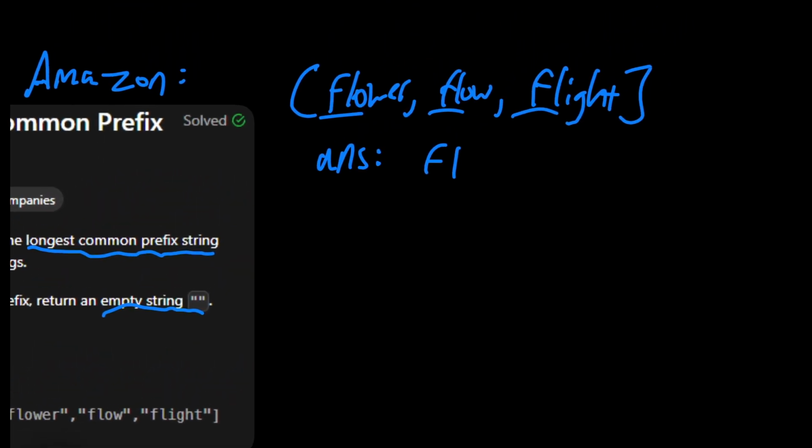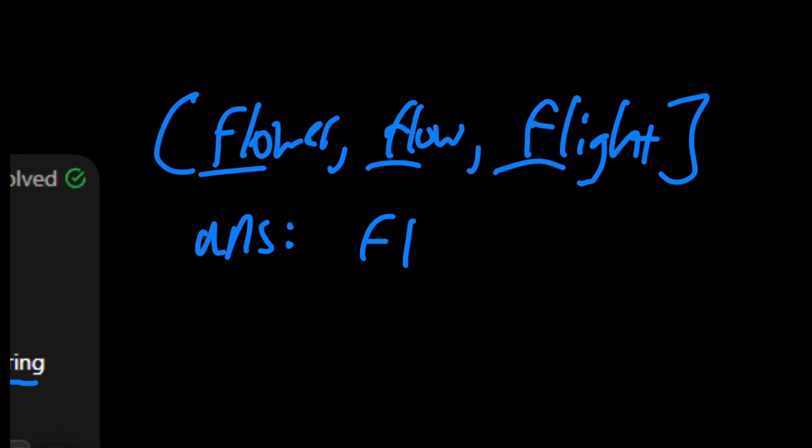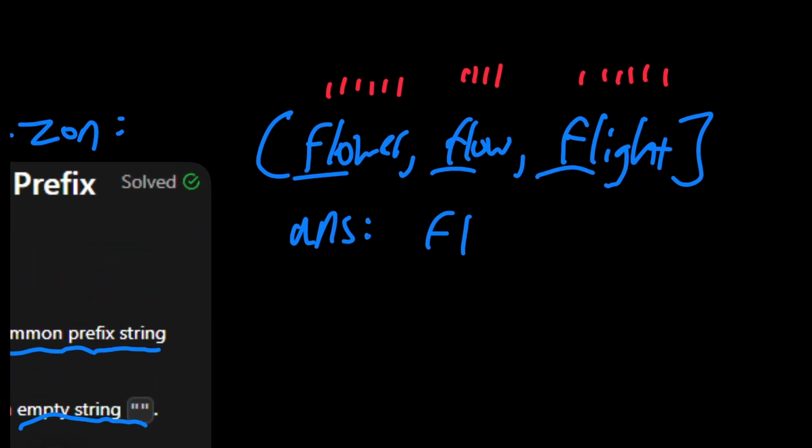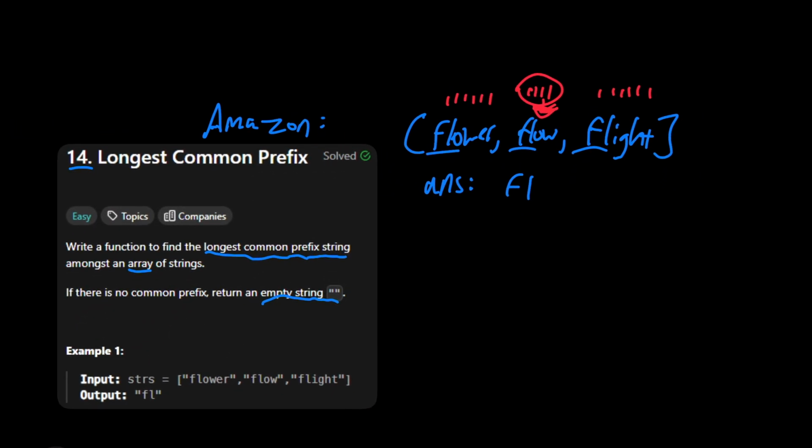Well, what did these three words have in common? Let's do some quick analysis here to get a better understanding. This word is 1, 2, 3, 4, 5, 6 letters long. This word is 1, 2, 3, 4. So the length does have a play. The longest common prefix could at most be 4 because this is the shortest word. So the lengths do come into play here, and I'll show you that in a second.